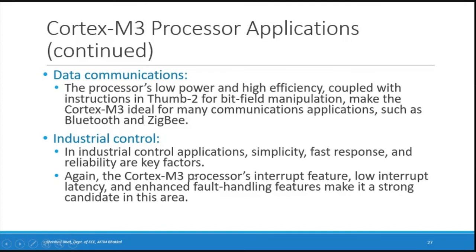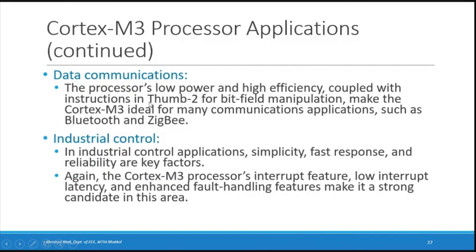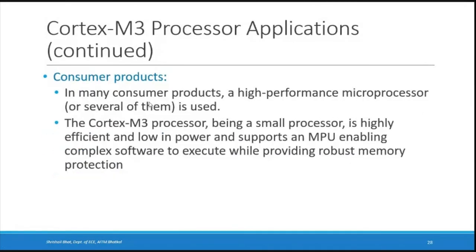There are also certain interrupt features, low interrupt latency and enhanced fault handling features. They enable this to be used in industrial control. And a wider market is consumer products. In many consumer products, a high performance microprocessor is used. Cortex-M3, even though it's a small processor, is highly efficient and low in power. It supports an MPU, memory protection unit, thereby enabling complex software to execute while providing robust memory protection. These are some applications: low-cost microcontrollers in automotive industries, data communications, industrial control, and consumer products. You can list any of them.